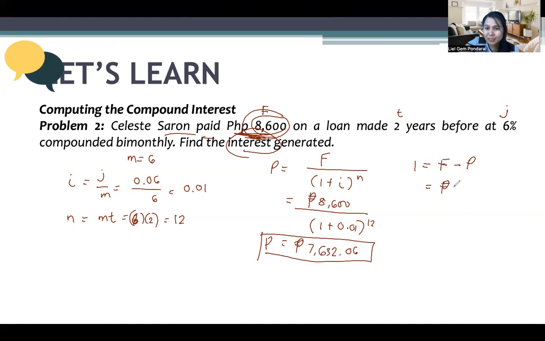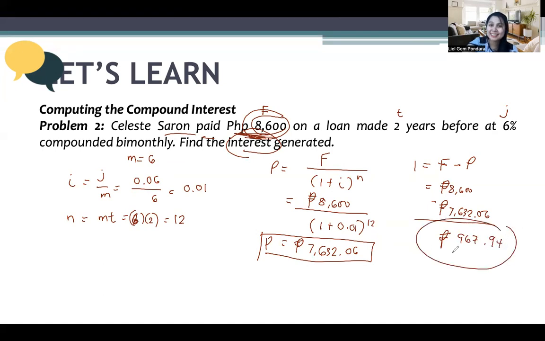That's 8,600 minus the principal. So our interest is 967.94. That's the answer. Now let's go to the next one.